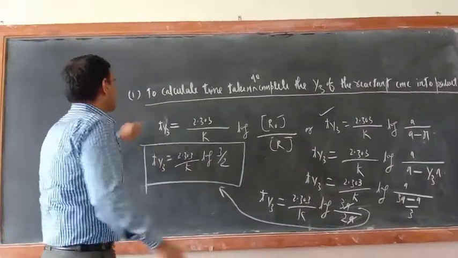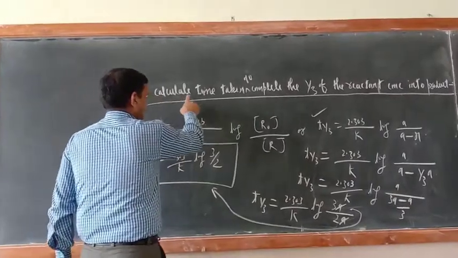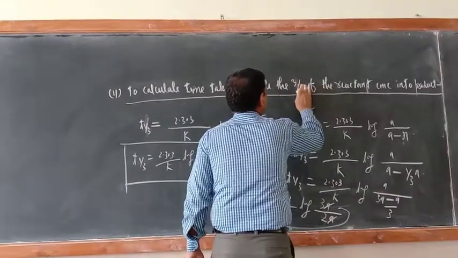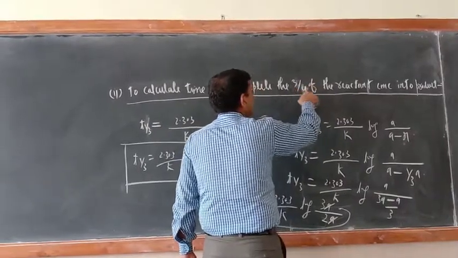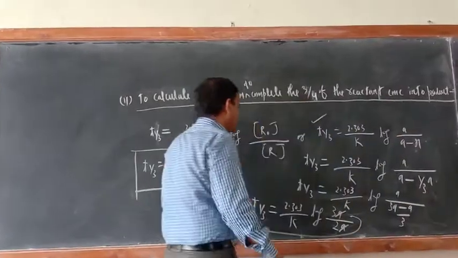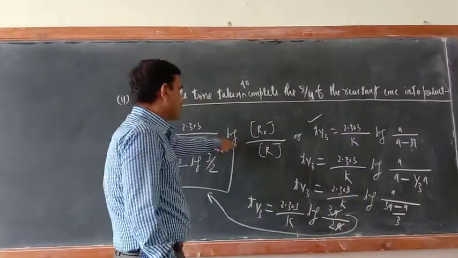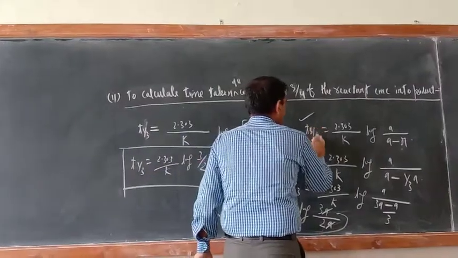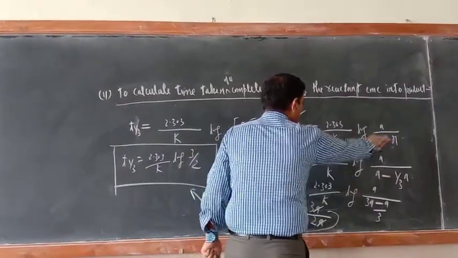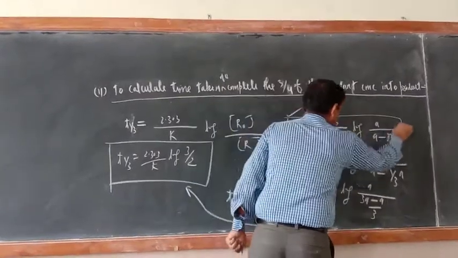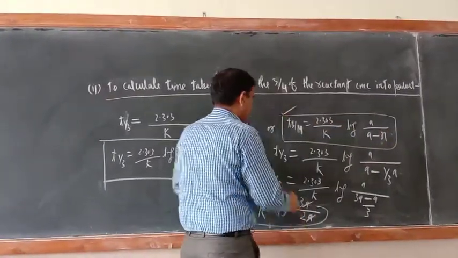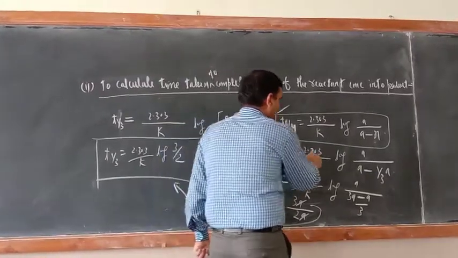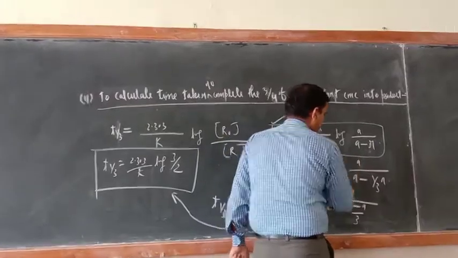Suppose second one: to calculate the time taken to complete 3/4 of the reactant concentration into product. Now I am changing this one. So the equation is this one only. There is no problem. So here you will write t 3/4 equal to 2.303 by K, log A by A minus, and here 3/4 A.